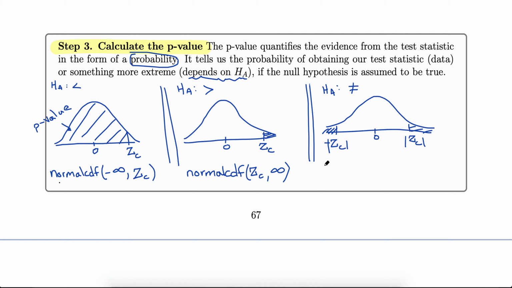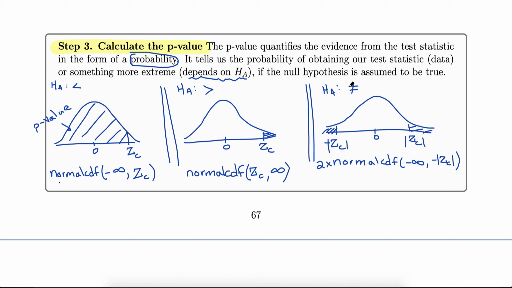I could find this two different ways on my calculator. I could find normal CDF and check out that lower tail, so negative infinity up to the negative version of my test statistic. Okay, so that's this area down here. But I need to have both sides. Since this is symmetric, these two sides have exactly the same area. So let me just find that one and then double it. Multiply by 2 for two-sided.